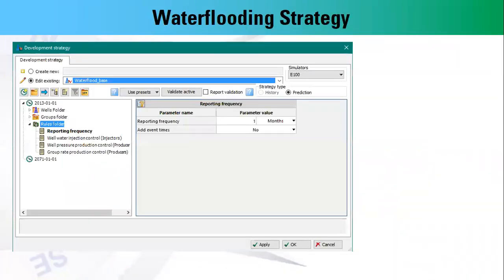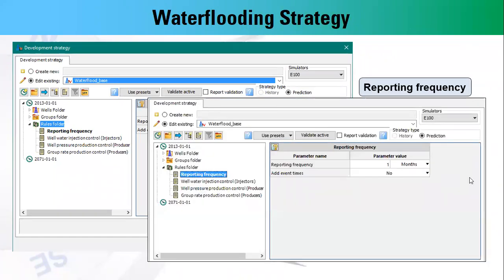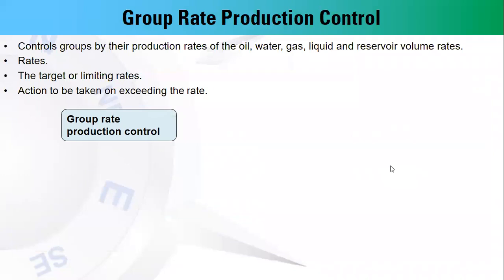So, water flooding strategy. This is the development strategy, or water flood strategy. We have several rules to control water flooding. This is the reporting frequency, which is the frequency of reporting the simulation results, and it can be assigned based on the required frequency of the results.